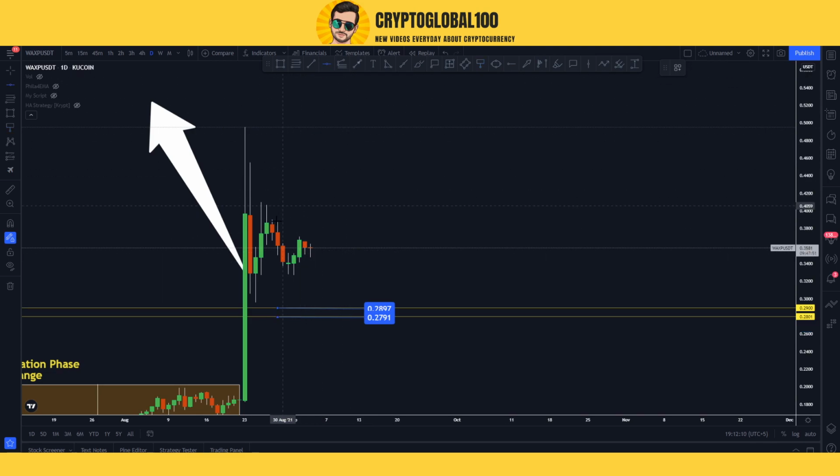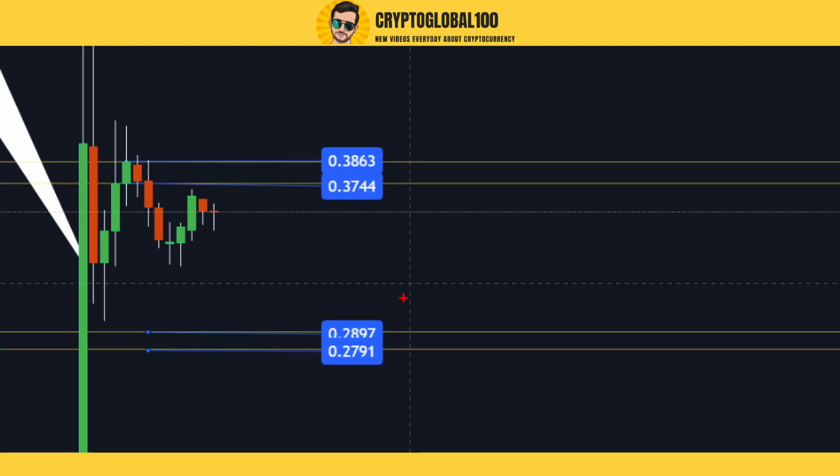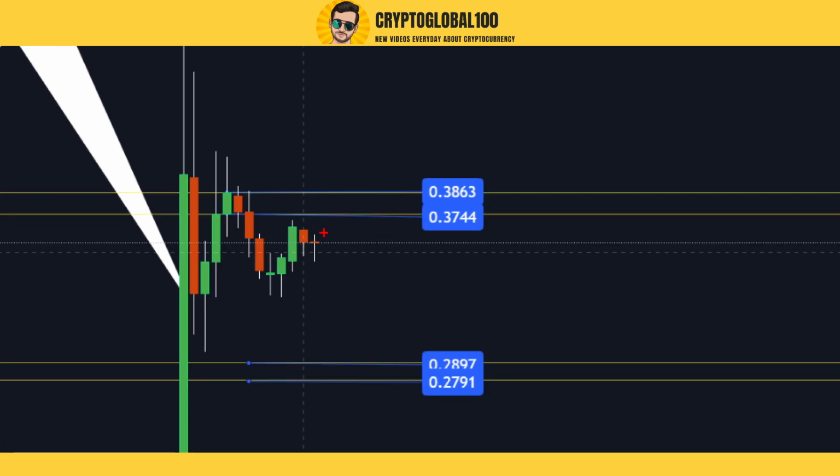Now on the upside we have this. Let me turn on the magnet tool. This is our supply zone. Let me turn on the price for this one. So this would be our resistance now. Supply means resistance, demand means support level. So this is our support level, this is our resistance level. You can see the price is staying near the resistance level. So it has to break out of this level, otherwise after testing this again, we might see a move towards the downside.